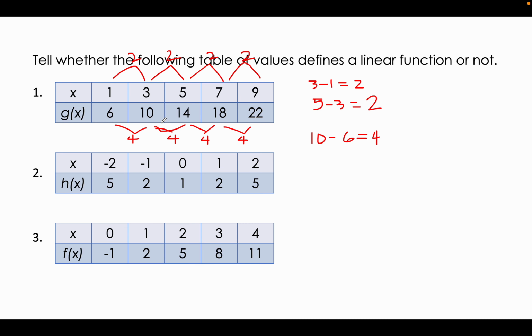So as you can see, the y values here, represented by g of x, have a common difference, which is 4. Same as well sa x values with a common difference of 2. If this is the case, where both x and y have a common difference, therefore, this is a linear function. Or this table of values defines a linear function. Understood? Are you following? Okay.